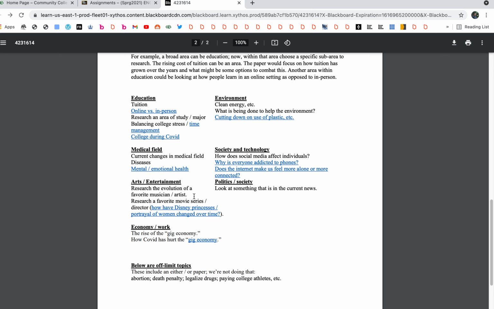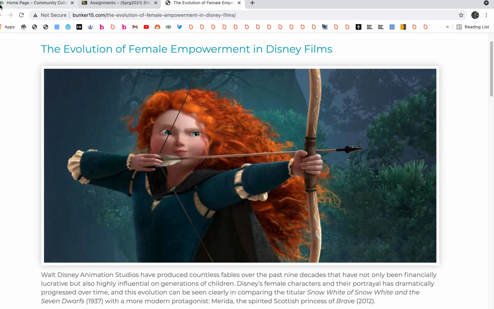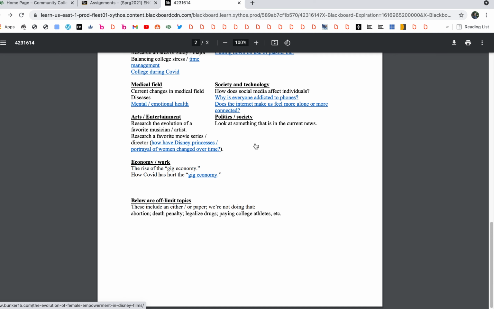Research a favorite movie series, director. An idea: how has Disney princesses' portrayal of women changed over time? That's interesting. And this is a good article, right? I had a student in the past, one of the best research papers. She looked at the newer Star Wars, Revenge of the Sith, and the ones with Jar Jar Binks, because those are maligned a little bit. They're not as popular as the old ones with Harrison Ford and Carrie Fisher. She argued that those newer Star Wars films have a good quality, that they are good movies, and she researched and looked up background on Star Wars and all that.